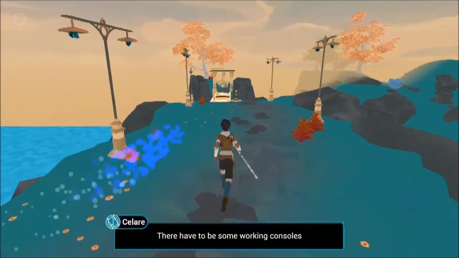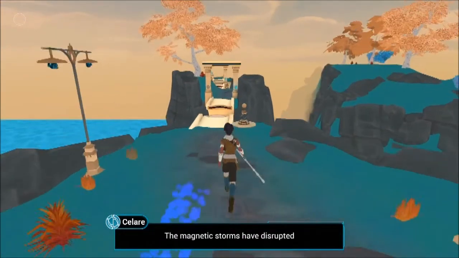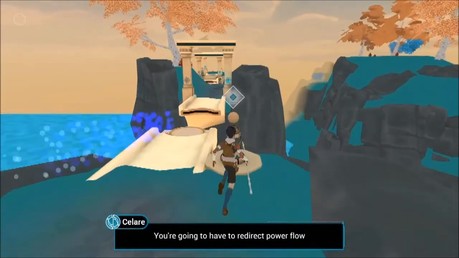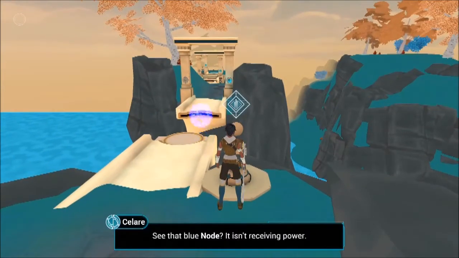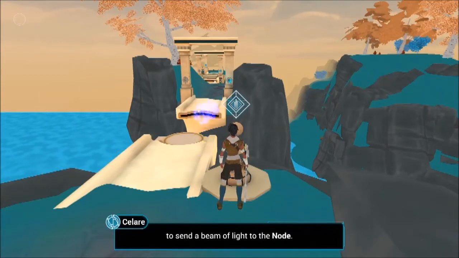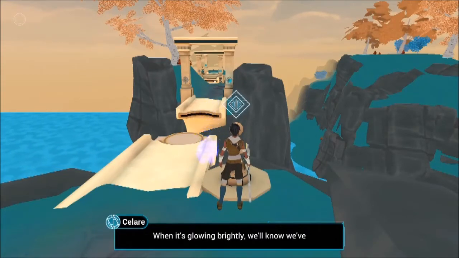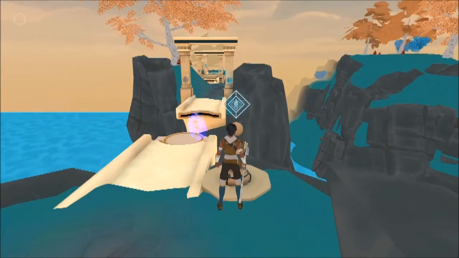There have to be some working consoles somewhere nearby. The magnetic storms have disrupted a great many systems. We're going to have to redirect power flow where possible. See that blue node? It isn't receiving power. We need to find an emitter to send a beam of light to the node. When it's glowing brightly, we'll know we've successfully tapped into the power matrix.